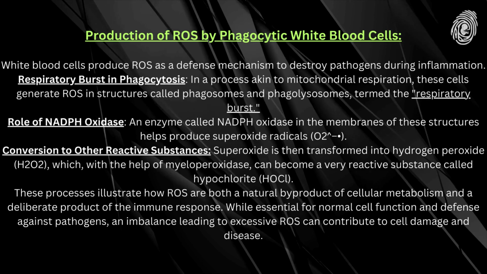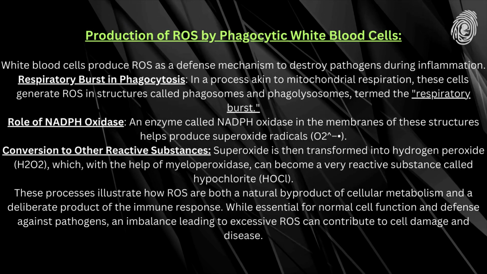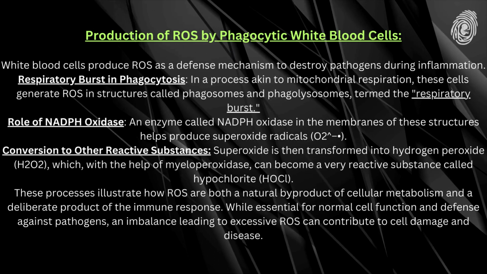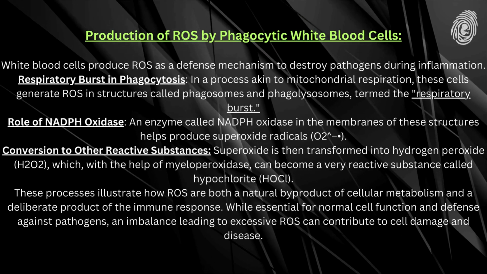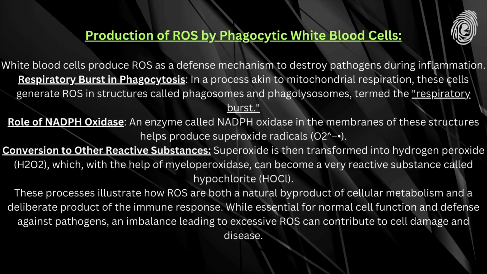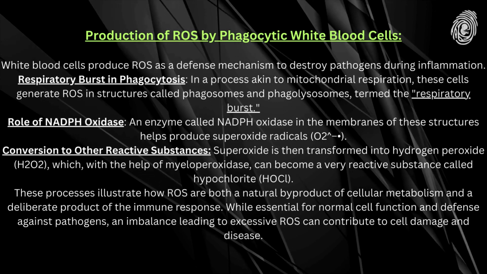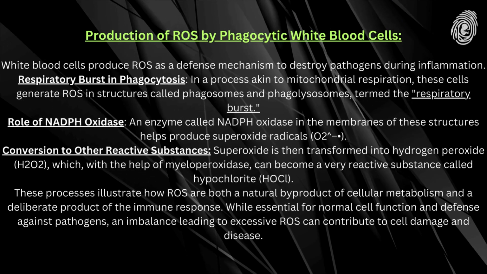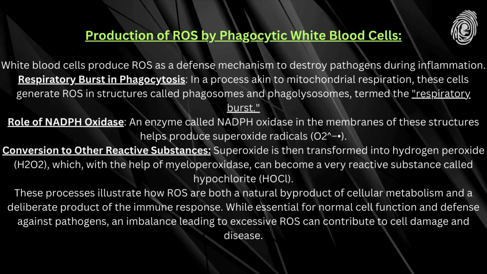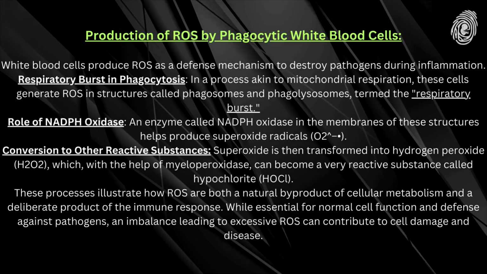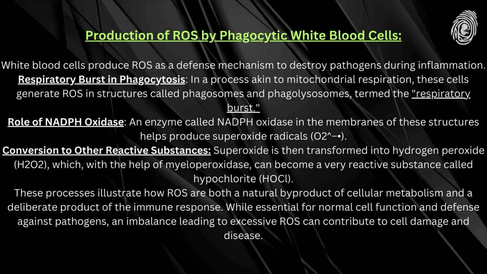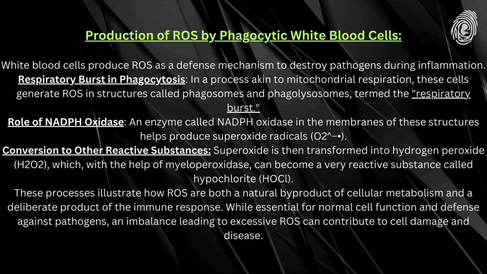Role of NADPH oxidase: an enzyme called NADPH oxidase in the membranes of these structures helps produce superoxide radicals. Conversion to other reactive substances: superoxide is then transformed into hydrogen peroxide, H2O2, which, with the help of myeloperoxidase, can become a very reactive substance called hypochlorite, HOCl.